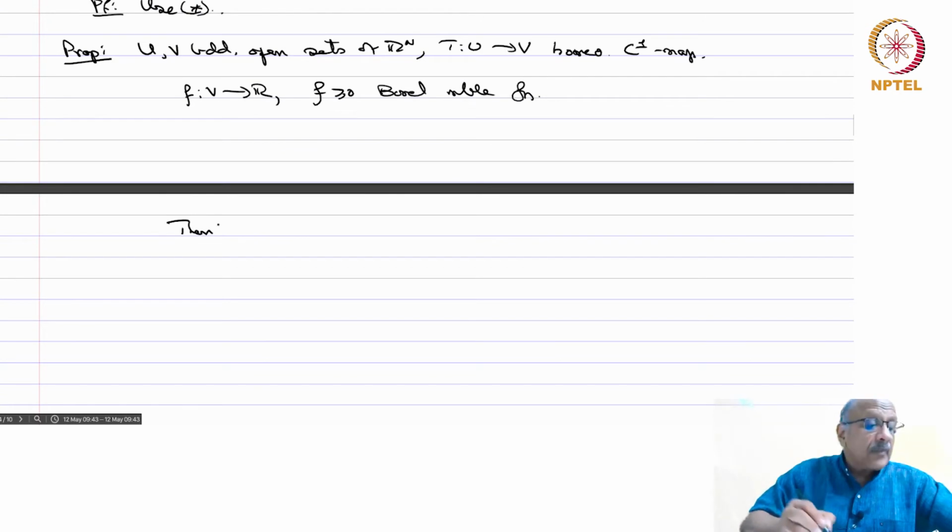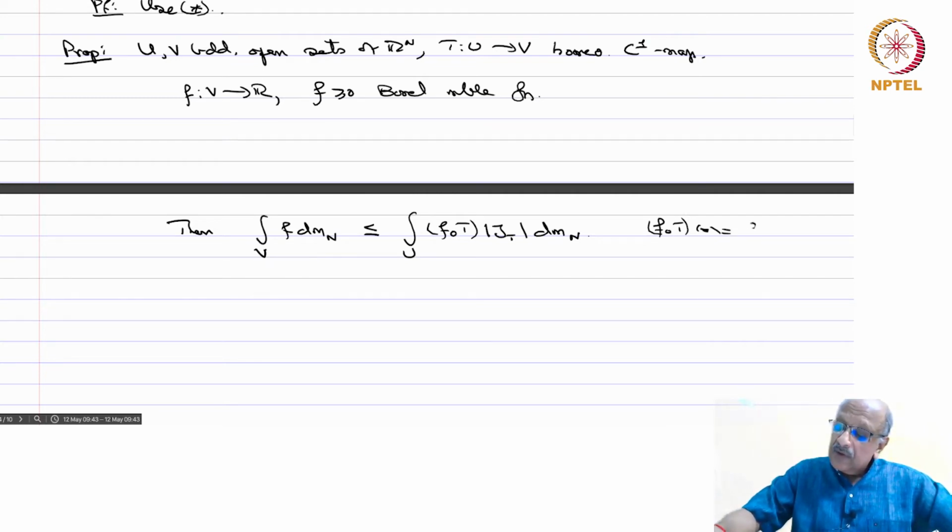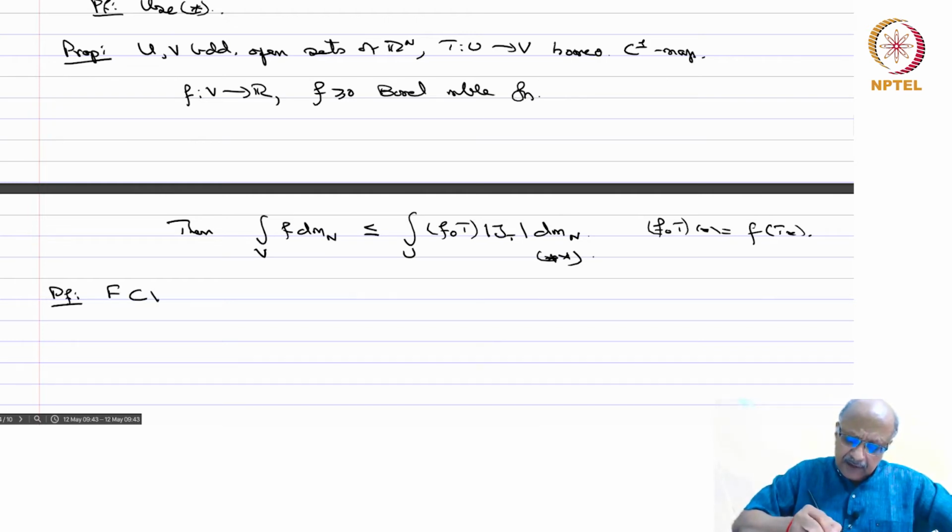Then the integral over V of F dμn is less than or equal to the integral over U of F composed with T times mod Jt dμn. So F composed with T at x is F of T of x. We'll call this double star. Proof: let F be a Borel set contained in V.